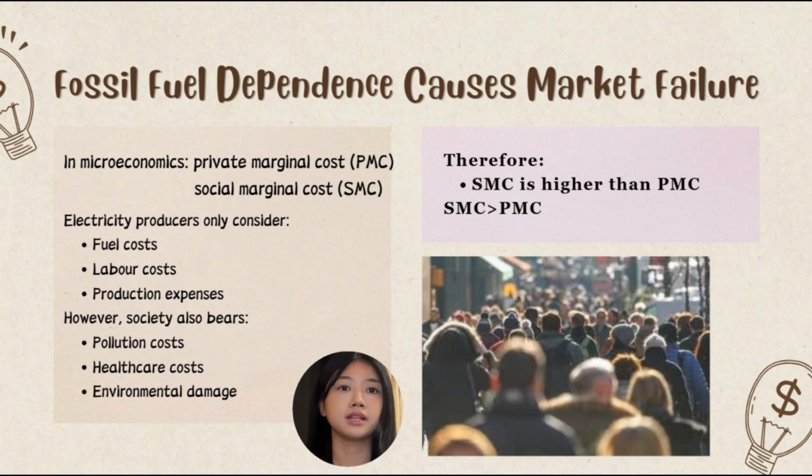Electricity producers mainly focus on private costs such as fuel, labor, and production expenses. However, society also experiences additional external costs including pollution, healthcare costs, and environmental damage. Therefore, marginal social cost, or SMC, is higher than private marginal cost, PMC.